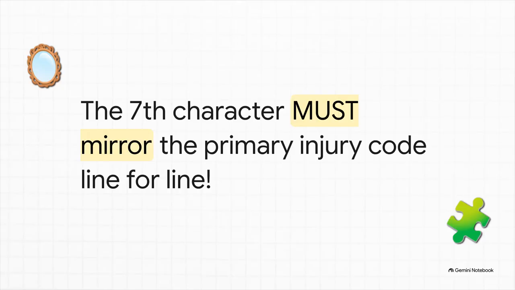And here is the absolute unbreakable alignment law. The 7th character of your external cause code must perfectly mirror the primary injury code line for line. Think of it exactly like a lock and key. If your primary diagnosis for a fractured tibia ends in the letter A for initial encounter, your external cause code for the fall must also end in the letter A. If the patient comes back for a routine checkup, that fracture code changes to a D, right? Well, the external cause code has to flip to a D too. They must align perfectly to tell a totally consistent timeline of care.